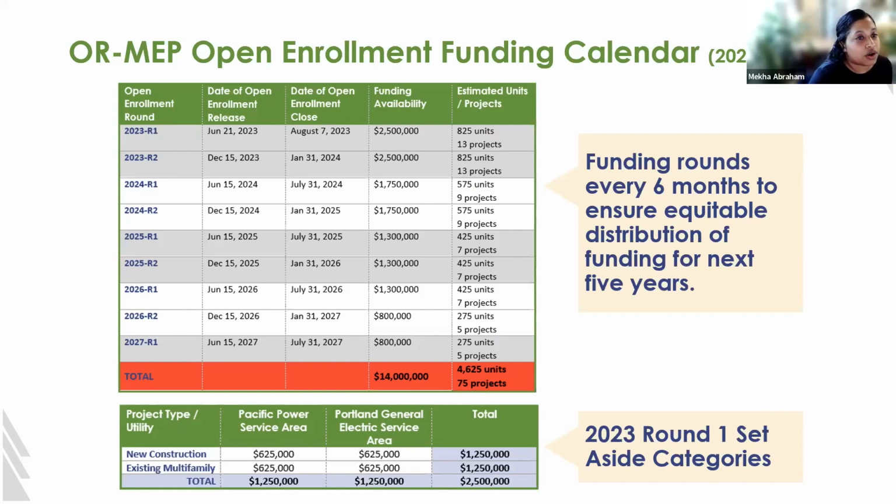And for year one, open enrollment round one, we are front loading incentives for year one. So round one, we're allocating 2.5 million, and round two another 2.5 million. And that 14 million has been distributed over that 5-year period. If you're talking about at the project level, the cap for incentives for a project is $200,000 per project.